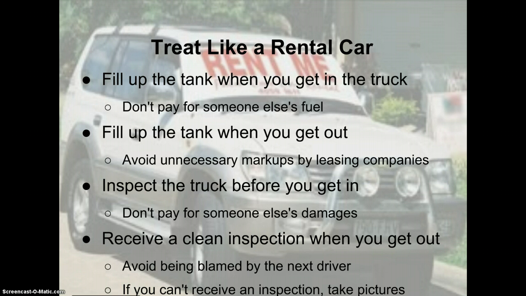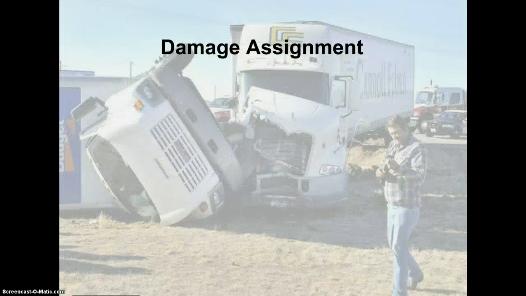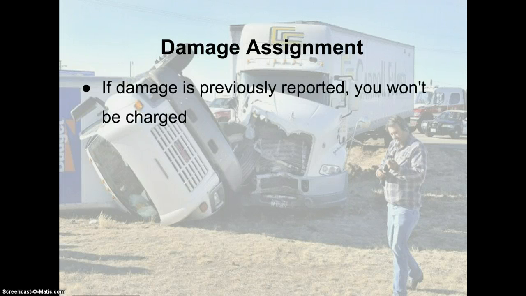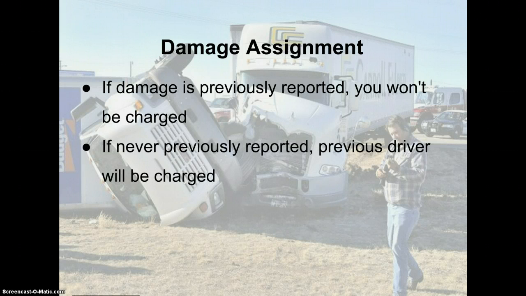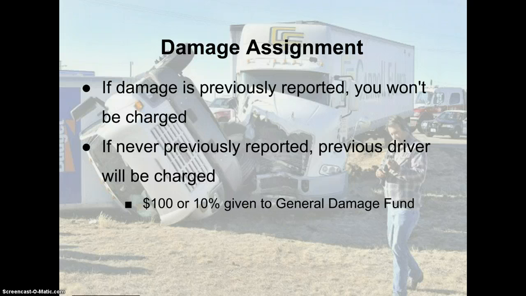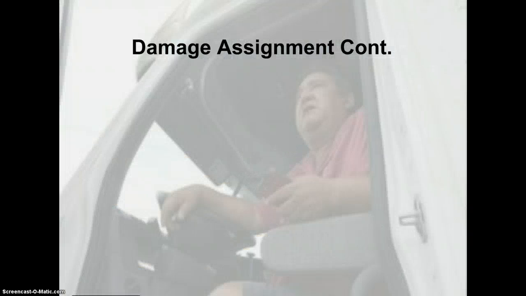If you don't get an inspection done, then you need to take pictures so you have proof. If there's been damage previously reported, you won't be charged for it. And if you do an inspection and find damage that's never been reported, you need to report it at that time, because then the previous driver will be charged. There will be $100 or 10% given to the general damage fund, so that money can build up to pay for these damages.